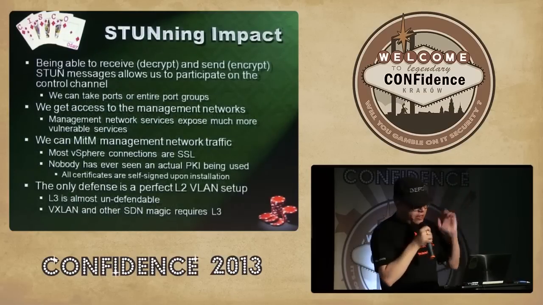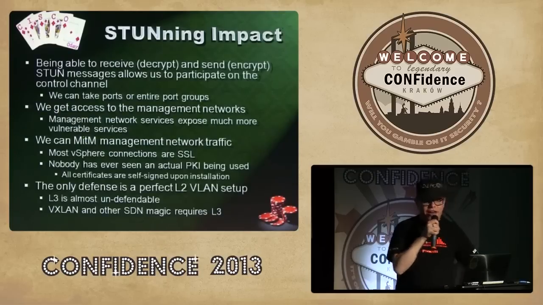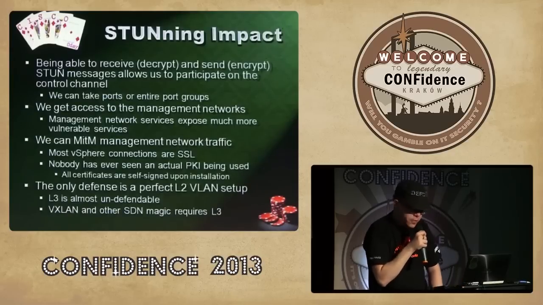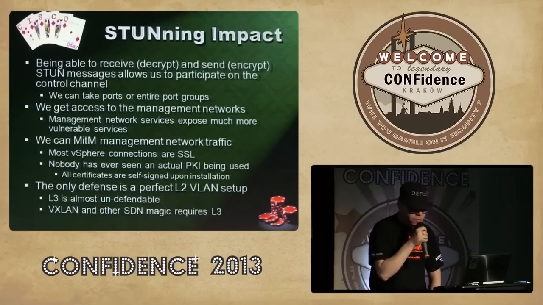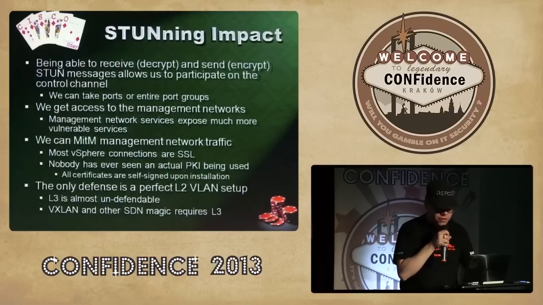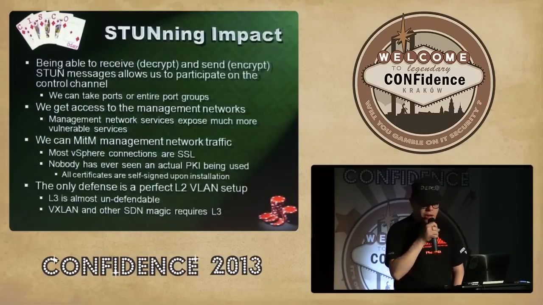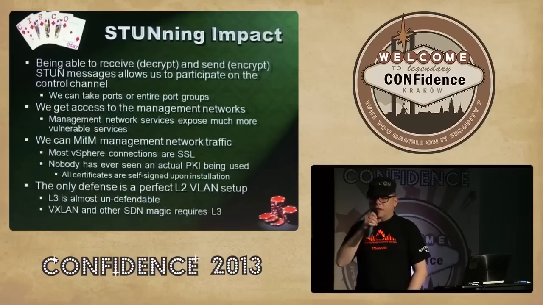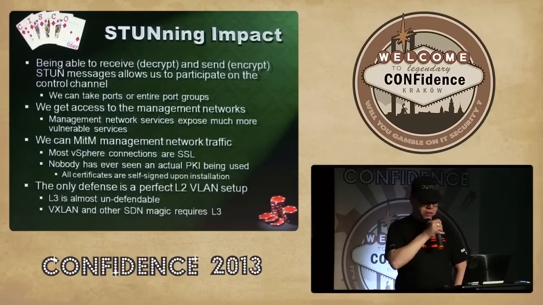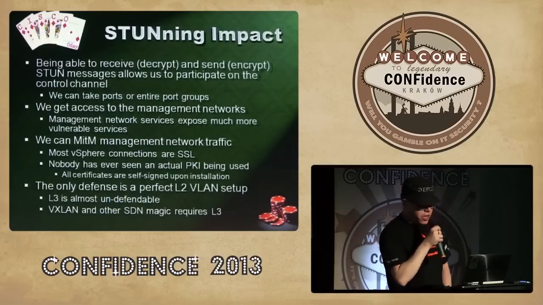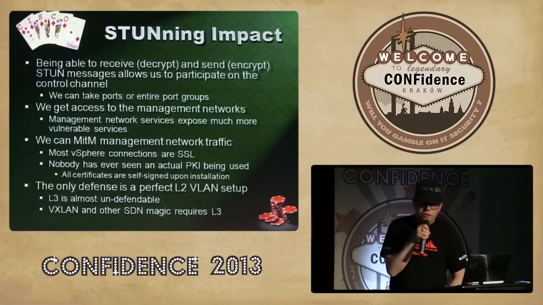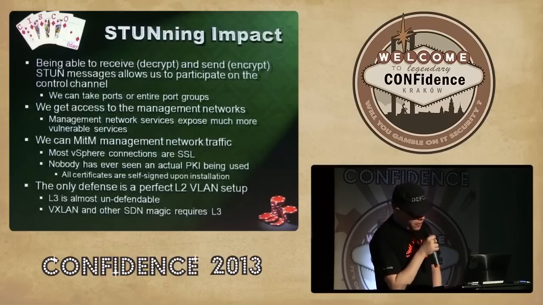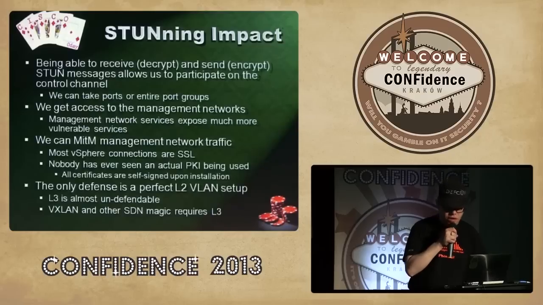Because being able to send and receive packets on this backplane means we can actually take over entire port groups, which means we get access to the management network. And the management network, as you saw in this big picture, exposes a lot more vulnerable services than anything else. We can man in the middle everything, because although most connections in vSphere use SSL, there's not a single known customer of VMware that actually has a PKI connected to it. So they're all using self-signed, simply because there's too much hassle in setting this all up.